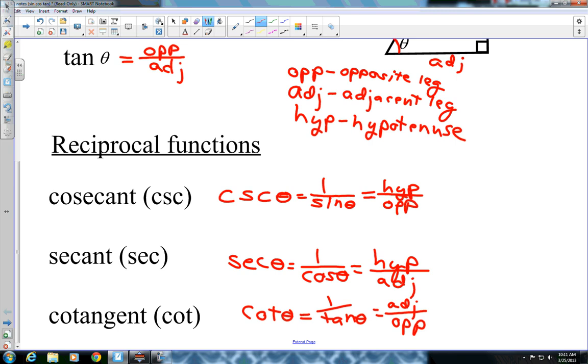Okay, so questions on these. This list is one that you need to commit to memory because we use it all the time. If you don't already have it memorized, do so because it's very important.